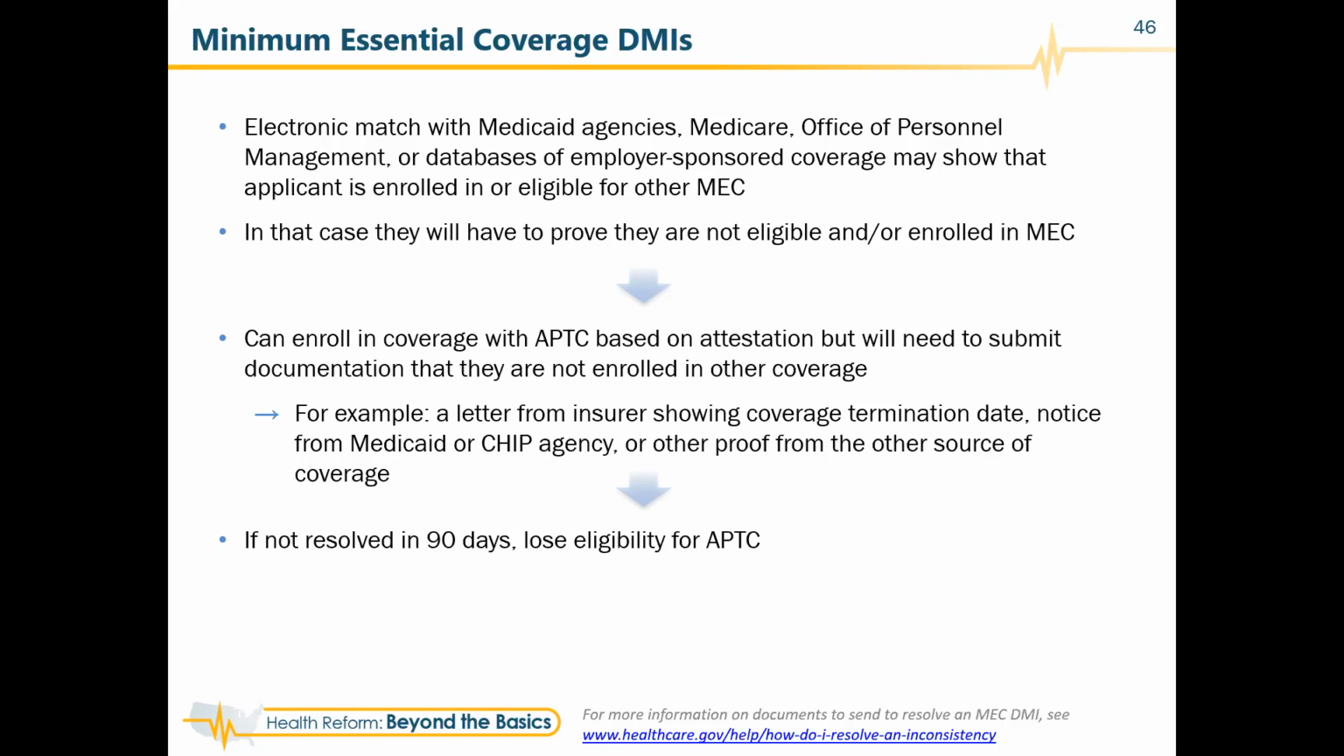Now, this is challenging to a lot of people because it can be difficult to show what you don't have. And so some people get caught up in a little trap here, because if the data is showing that you have Medicaid and you do not have Medicaid, then you would potentially need to get a statement from Medicaid that says you do not have Medicaid. And that can be a really clumsy process. But just know that this is a thing, verifying for other minimum essential coverage.